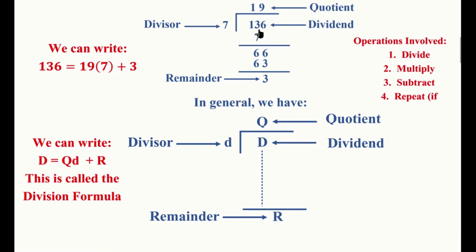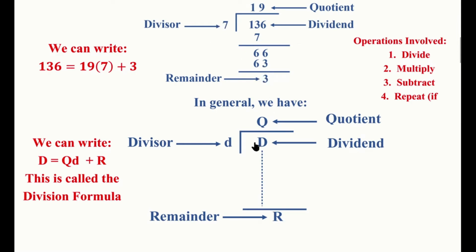Now, just to get some terminology out of the way, the number that you're dividing is called the dividend. The number you're dividing by is called the divisor. The resulting answer is called the quotient. And if after taking out all those, you have something left over, that becomes the remainder. Now, if we look at the procedure, basically what's involved is dividing, then multiplying, then subtracting, and then if possible repeating until you can't repeat anymore because it won't work.